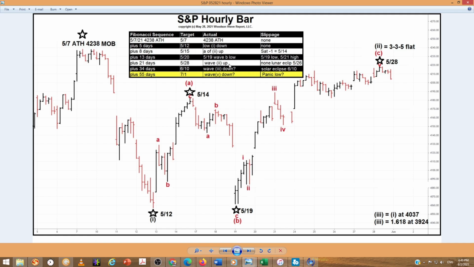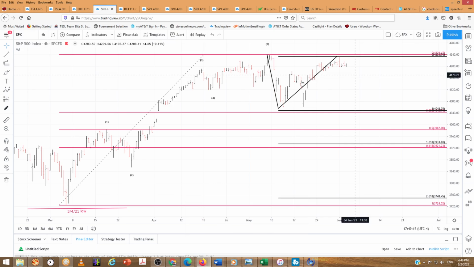Will it mark the wave 3 down? Again, the 55 days is always a possibility for a low. It's not a panic spike crash low, but it could mark the wave 5 low if this keeps playing out. See if we've got that there. There's our 1 and 2 from the all-time high. We might expect a 3 down to here.